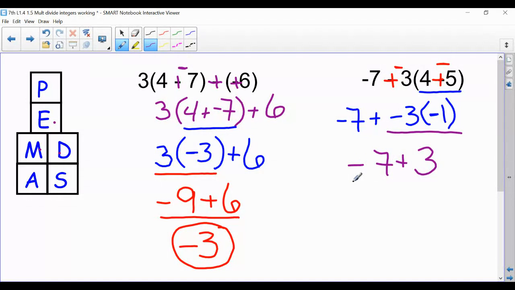Now our math problem says negative 7 plus 3. Different signs, find the difference. So 7 minus 3 is 4. Answer gets the sign of the larger number. So our answer is negative 4.